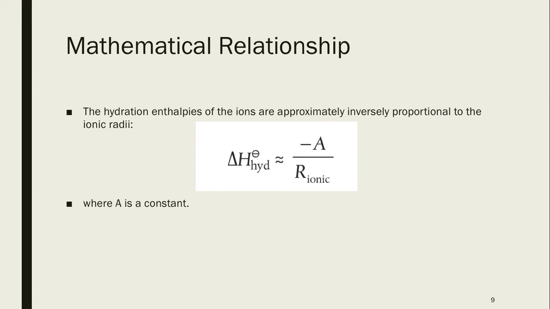So here is a mathematical relationship. You do not have to memorize this, but this just shows you how when you decrease the size of the radius, you increase the enthalpy of hydration. So it's an inverse relationship.